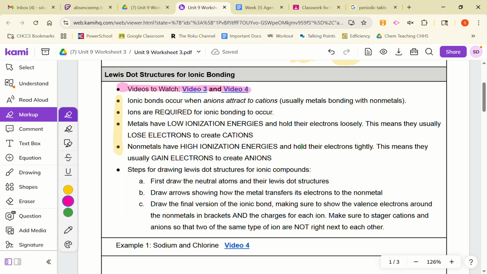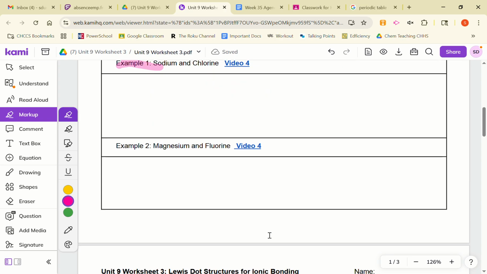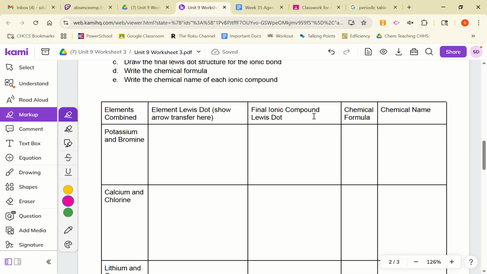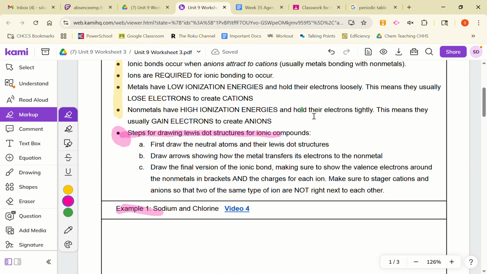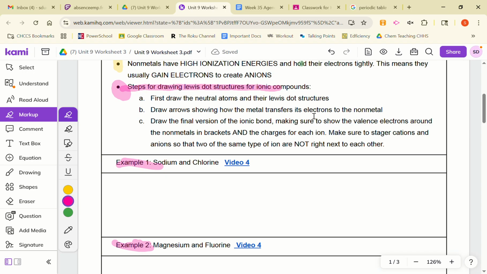These videos are extra videos, so if you watch my video and it doesn't make sense, go back and watch videos 3 and 4. I'm going to focus on steps for drawing Lewis dot structures for ionic compounds, and then I'm going to do example 1 with you, and I'm also going to do example 2 with you. And then I'm going to ask you to try and do these problems on the back. So let's focus on steps for drawing Lewis dot structures for ionic compounds.